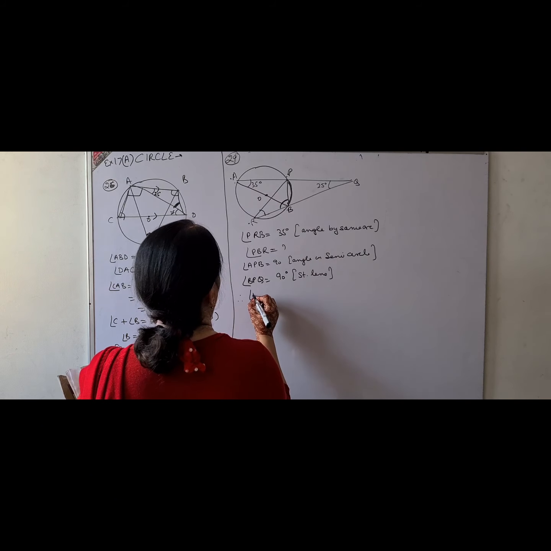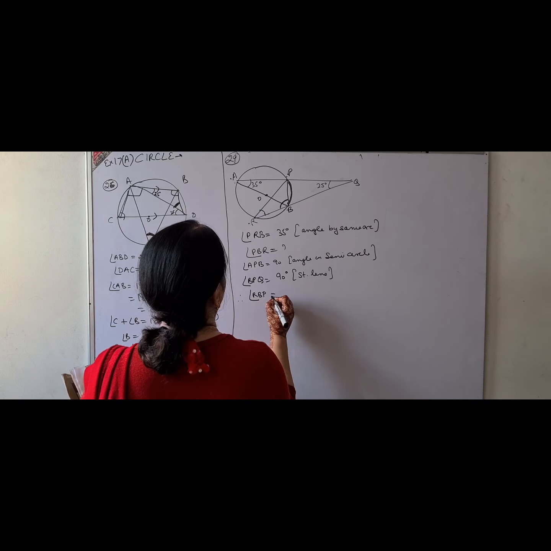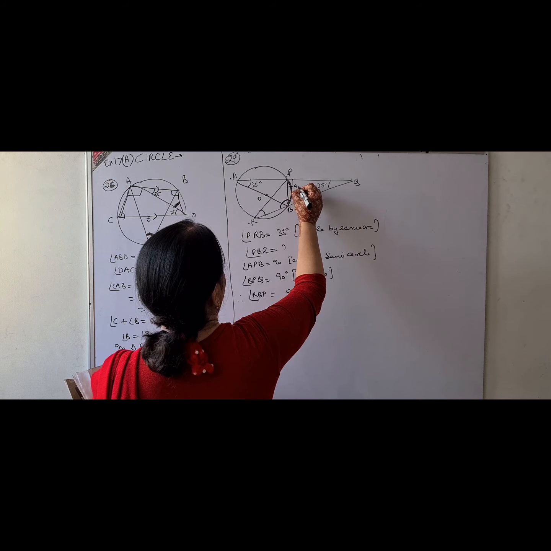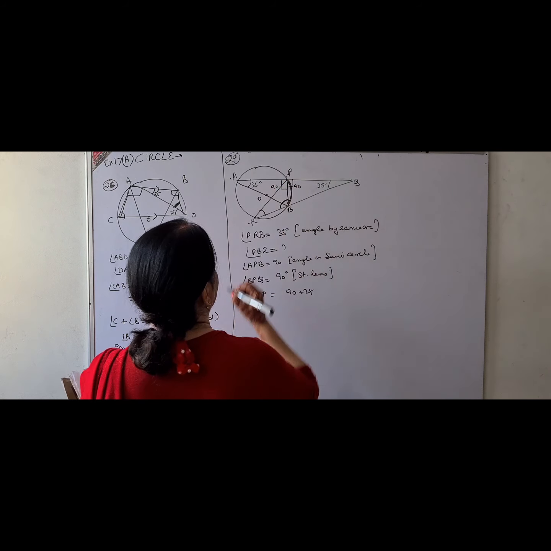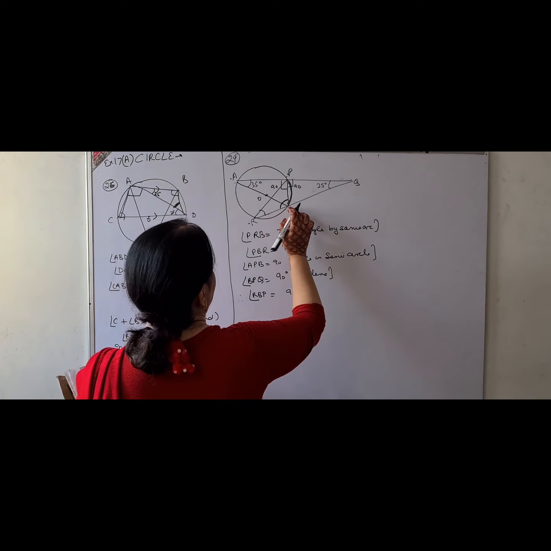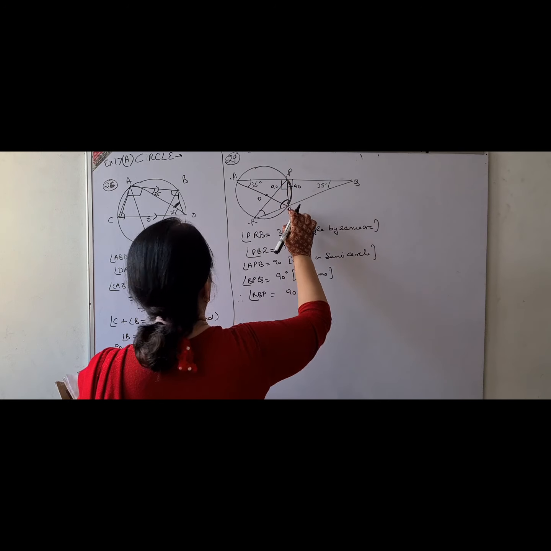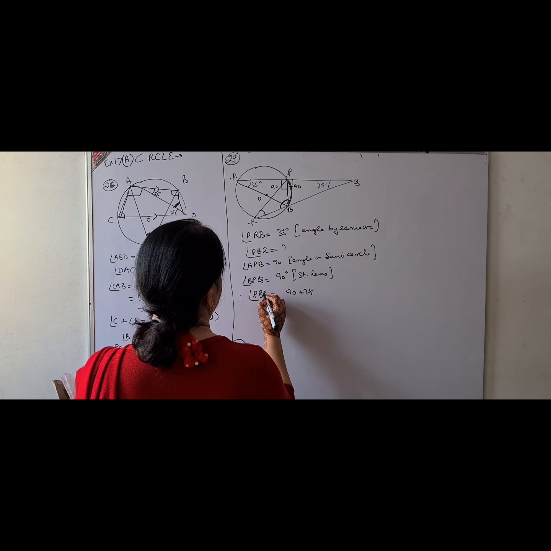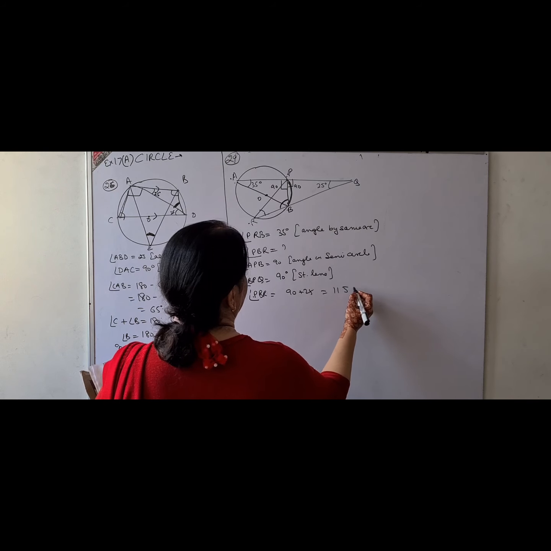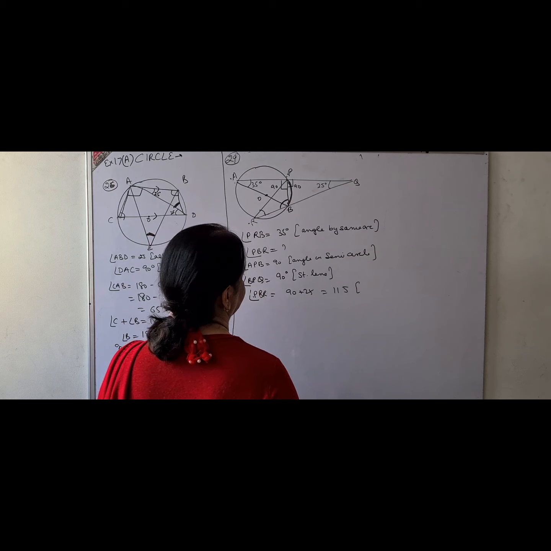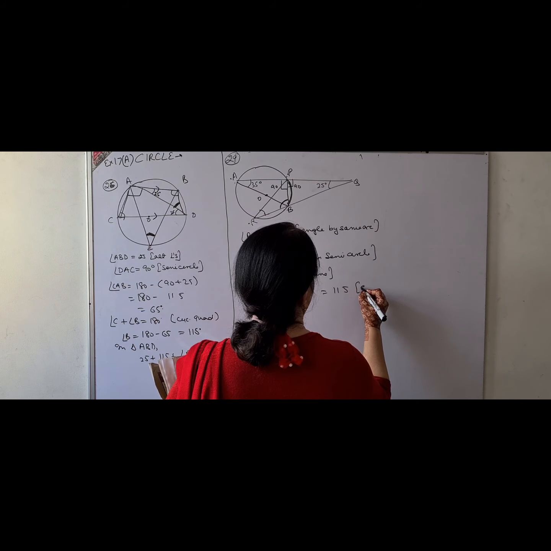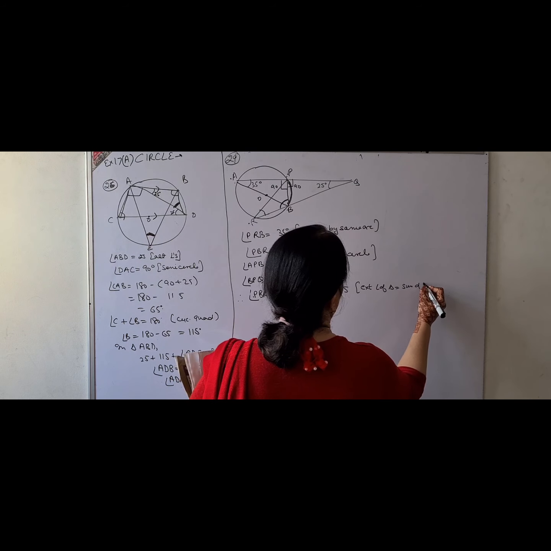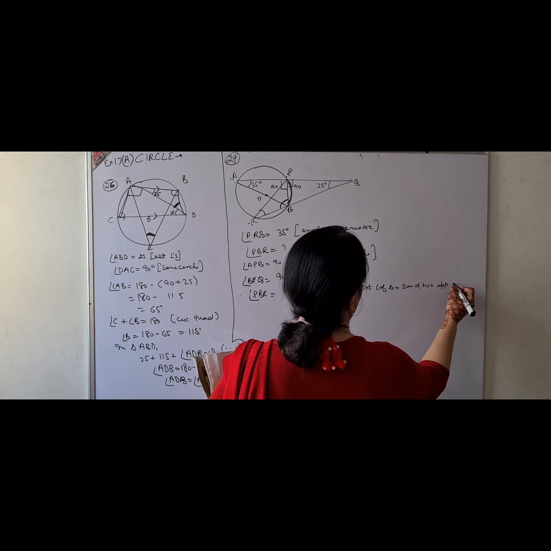Therefore, angle RBP is equal to 90 plus 25. This is 90 because angle APB is 90. And RBP, or you can say PBR, as they have asked you, PBR will be 90 plus 25. Reason: exterior angle of triangle is equal to sum of two opposite interior angles.